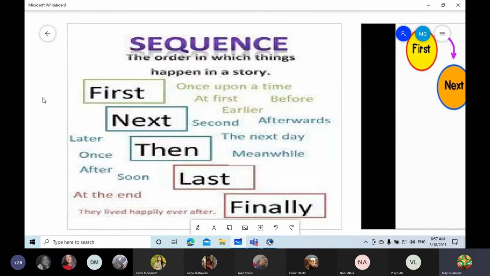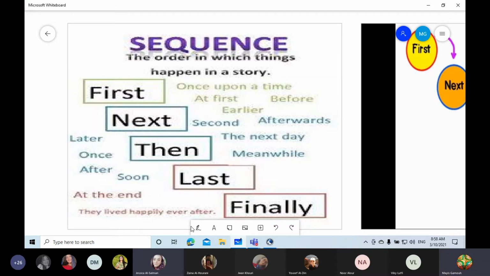The order in which things happen in a story. First, once upon a time, at first, before. Next, second, afterward. Then, later, once, after, soon. The next day, meanwhile. Last, the end. Finally, and they lived happily ever after.